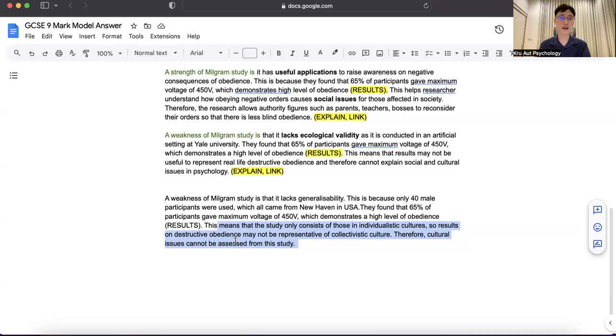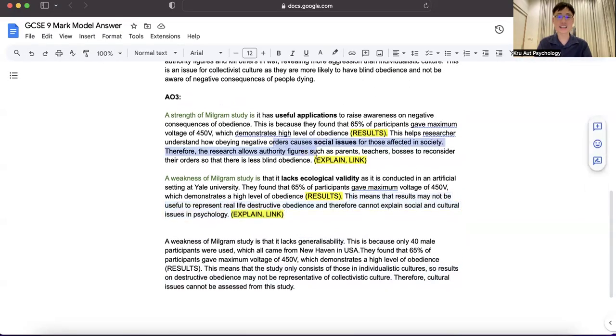So it means that cultural issues cannot be assessed. This is the link bit to say that it cannot be assessed here as well. If it's a weakness, it cannot be assessed. If it's a strength, it can assess, and it's useful. So it depends on whether we're writing the strength or the weakness in the 9-mark question. The summary of this is to have AO1, AO2, AO3 in full. Consider 3 points to write in AO1 that can be applied to AO2.